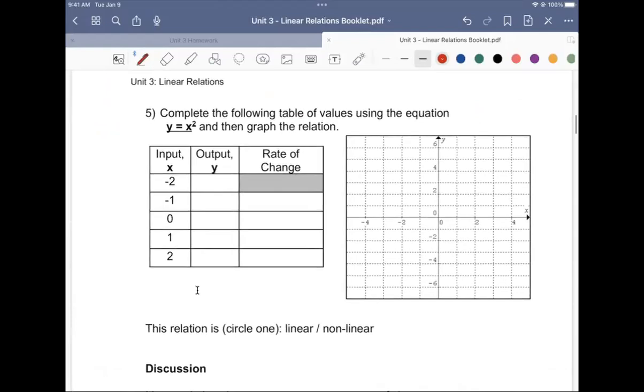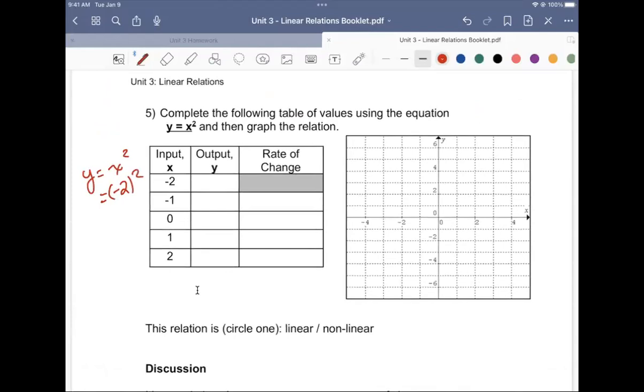Now, if we look at this one here, I have to complete the following table of values using the equation y equals x squared and then graph the relationship. So all I'm going to do in this case, y is equal to x squared. So it's equal to -2 squared. We know all these values are going to be positive because I have a negative times a negative.